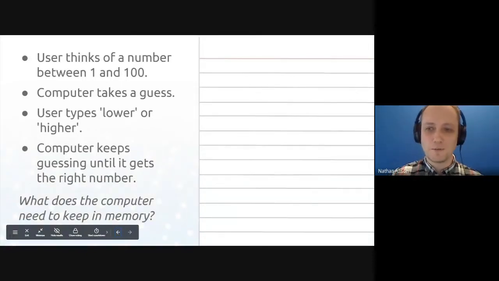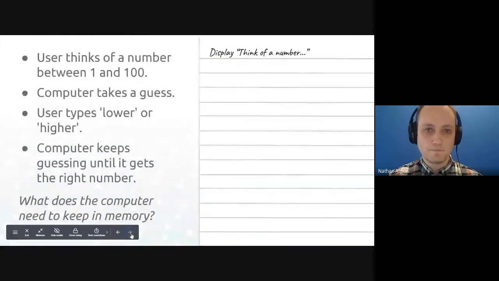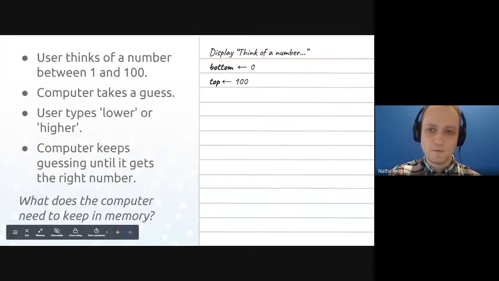What's happening is that the computer is going to keep guessing halfway, and that's what a human being would try to do. I don't want to go too much into all the detail of that, but let's start on the pseudocode. So we start by displaying think of a number, and then we set 2 things. And these are the things we've decided that the computer needs to remember. It needs to remember some kind of bottom boundary, the lowest number that's in the current range, and a top boundary, which in this case is 100. So if I was playing this, the computer would start saying, well, I know it's between 0 and 100, so I might start with 50.